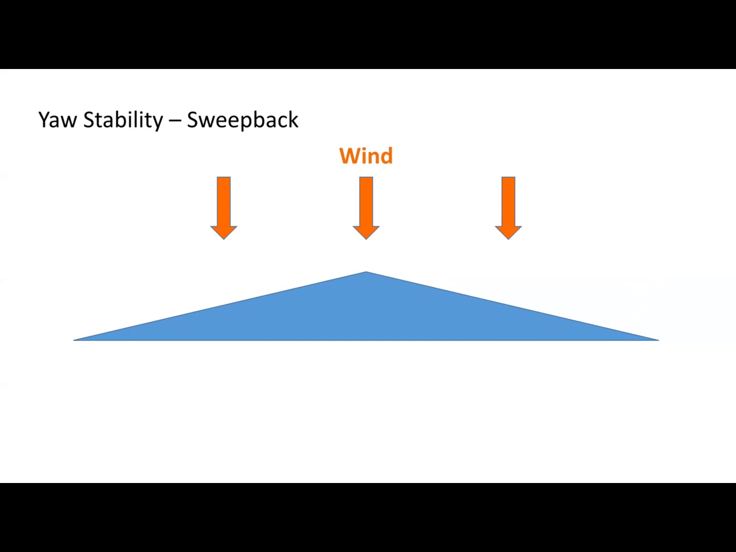All right, I'll just go through the stability. There's only 2 more slides. One is yaw stability. We've been through it already. Why does the sweepback provide yaw stability?